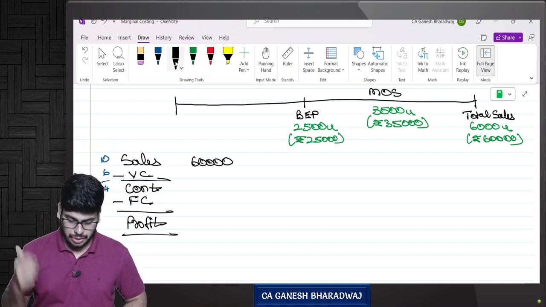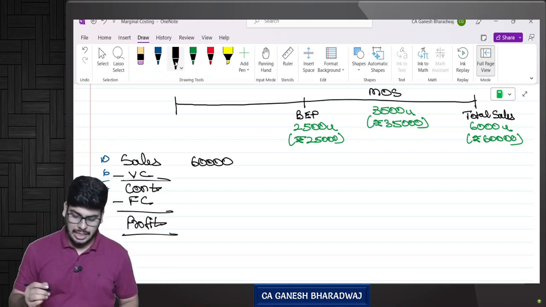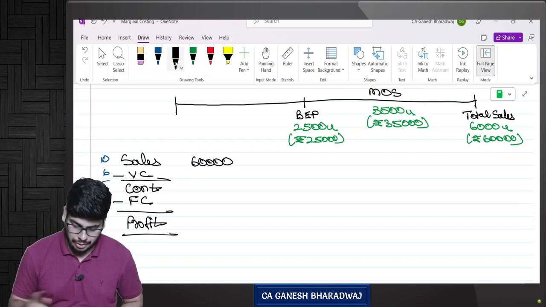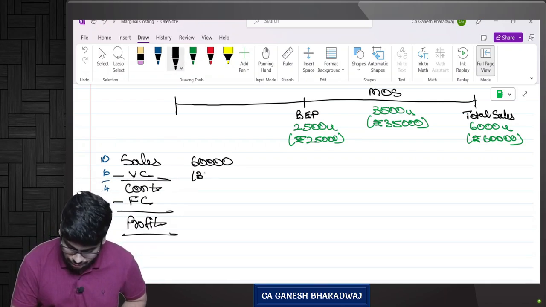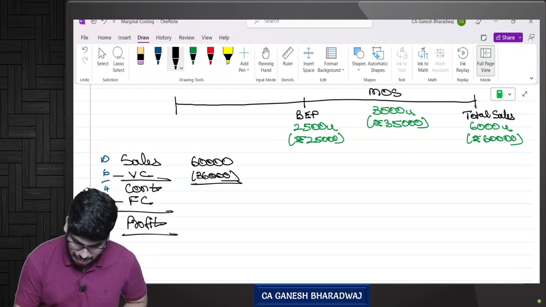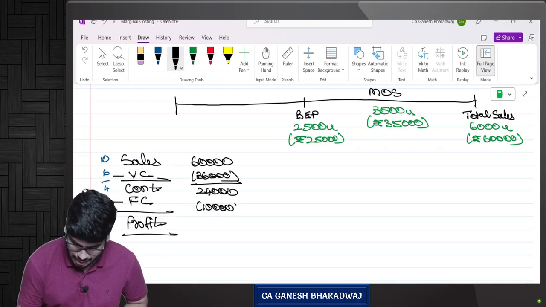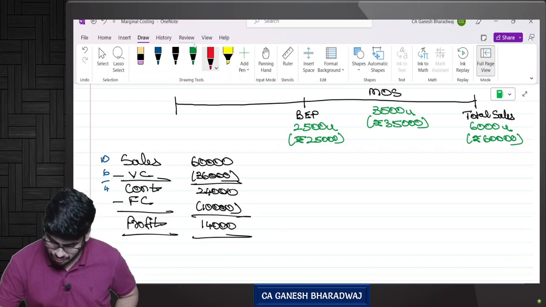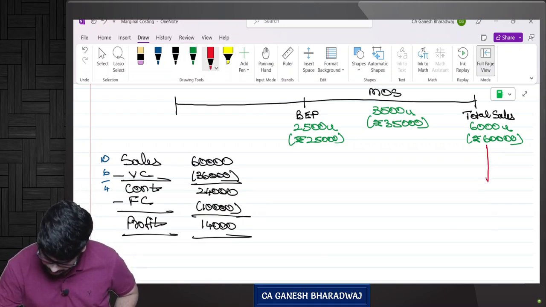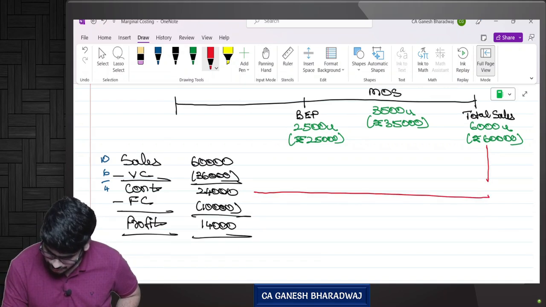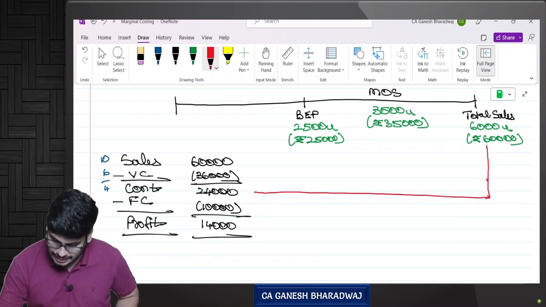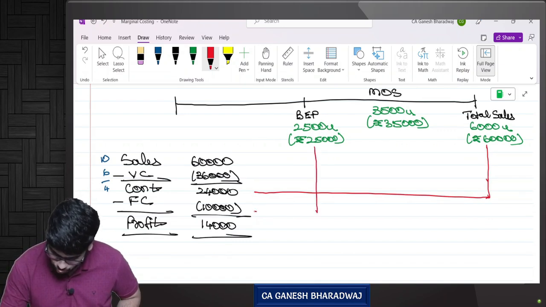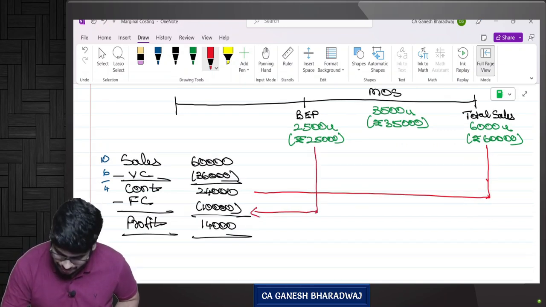So 6,000 units is the total sales. For the total sales, how much is the sales value? 6,000 into 10. How much is the variable cost? It is 6,000 into 6, which is 36,000. So what is the contribution? 6,000 into 4, 24,000. The fixed cost was given as 10,000 rupees, and the profit is how much? 14,000 rupees. So now what we are doing here is linking. The total sales is tied to what? It is tied to contribution. Yes. Then break-even point is tied to what? Break-even point is tied to fixed cost.